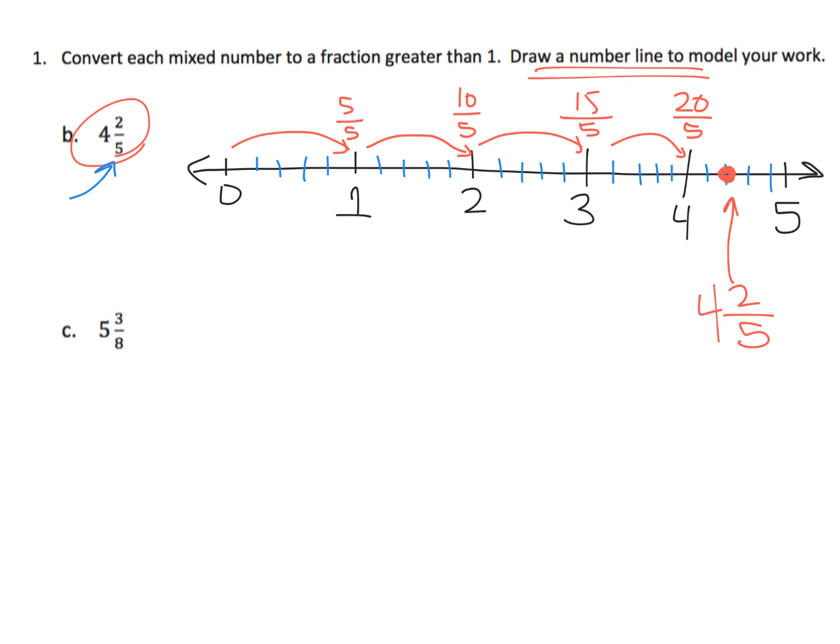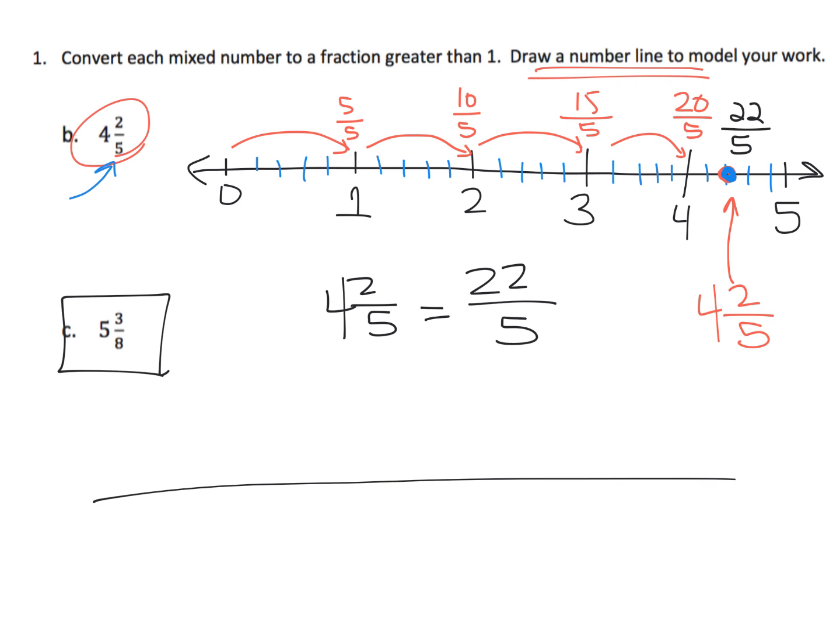So where is 4 2/5? Well, that's at 22/5. So 4 2/5 is equal to 22/5. Doing this one, same exact process, although this time our number line is going to go from 0 to 6, because this number is larger than 5, but less than 6.